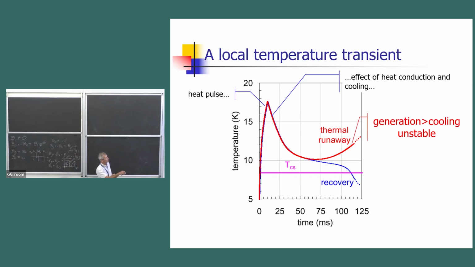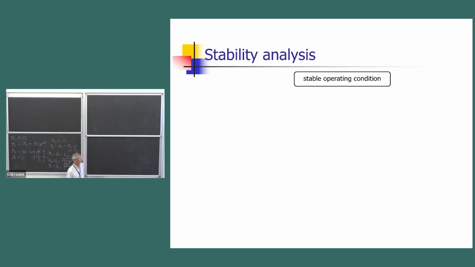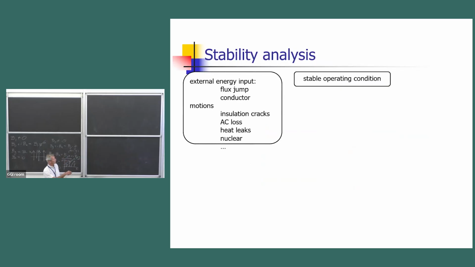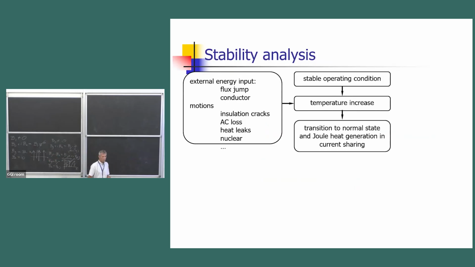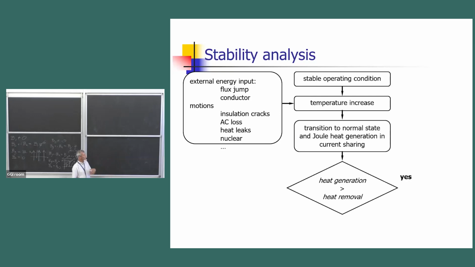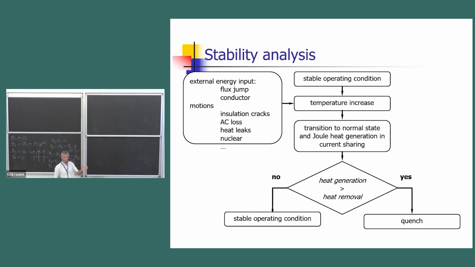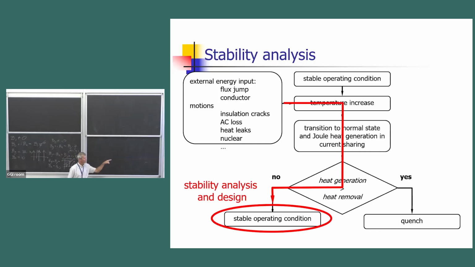So if the generation of heat is greater than the cooling, the transient goes to an unstable situation. The opposite, if the generation of heat is below the cooling, you go to a stable situation. Okay, so essentially, the analysis of stability to say if we have enough margin to operate the superconductor takes into account, from a stable operating condition, all the external energy input, various sources according to the spectrum, that there is a temperature increase, there may be a transition to normal state, you have to balance between generation and removal. If yes, you go to a quench, we called it a quench, if you remember, otherwise you go back to the stable operating condition. And the red line is what stability analysis and design is about, okay?